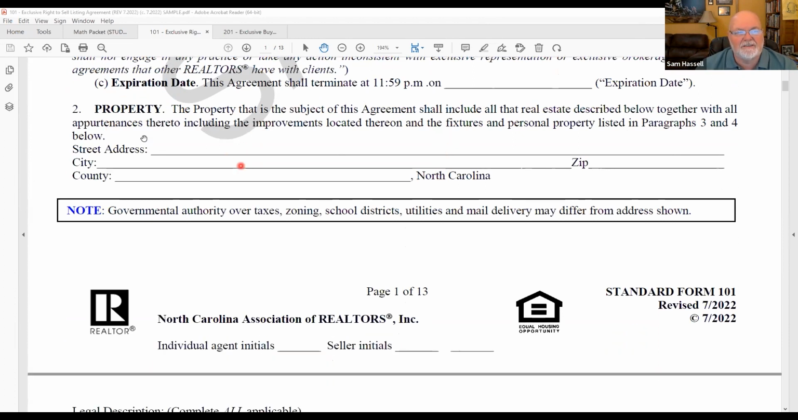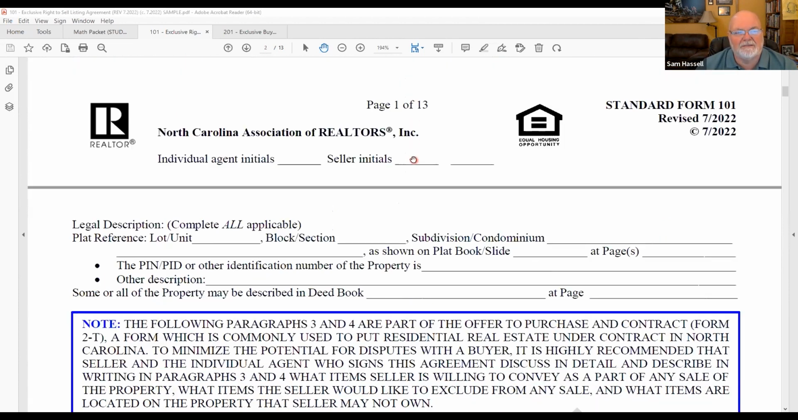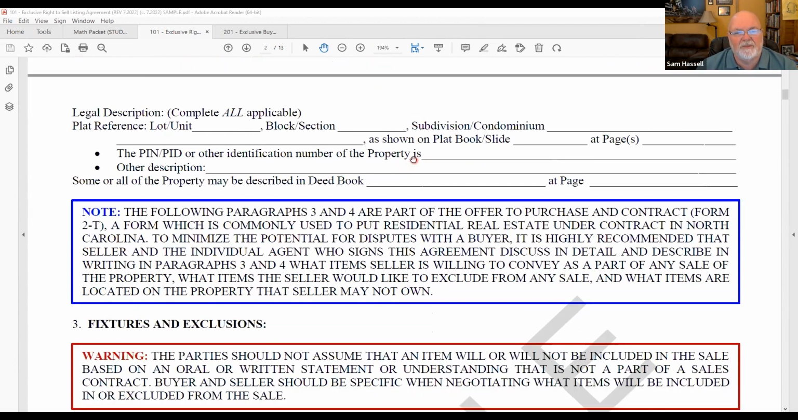Property addresses. Okay. City, street, county. All right. But remember, we talked about legal descriptions. Here they are: plat, lot, block, section number, subdivision, right? Plat book page, right? PIN, other identification. If it's in your county's records, it should go in here. Street address, all these other things.